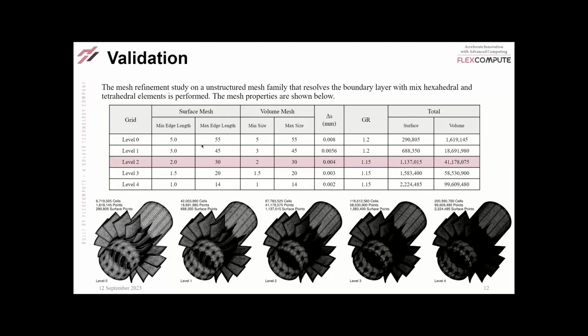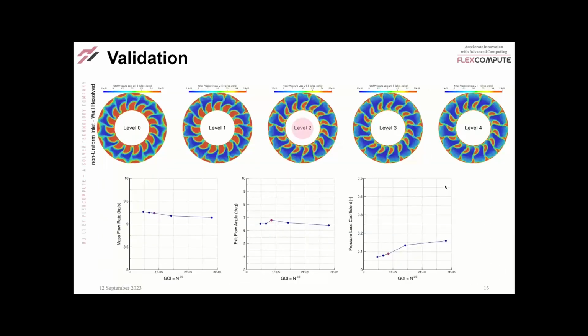Then we performed the mesh refinement study. For the mesh refinement study, we generated 5 different mesh levels. This table shows different parameters with respect to those meshes. It's a mixed element mesh family. The coarsest mesh is about 2 million and the finest mesh is about 100 million points.